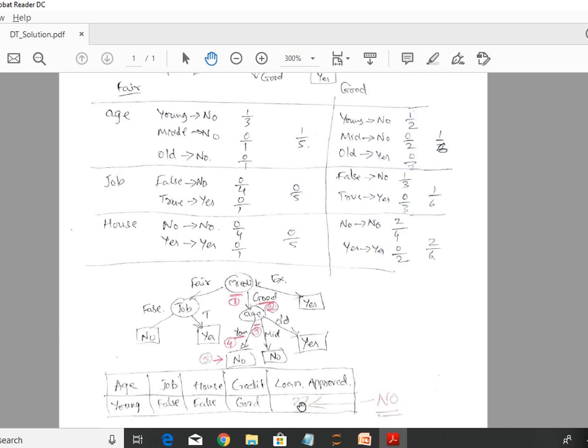So please prepare this. There will be at least one question based on the decision tree. It might repeat, or it might be the one solved in the textbook. Those two are already there, and there might be different problems as well, but they would be along similar lines.